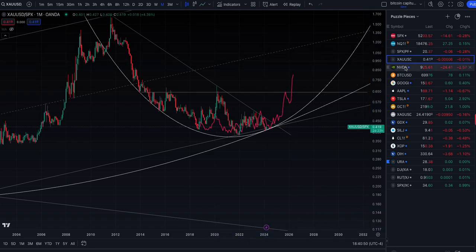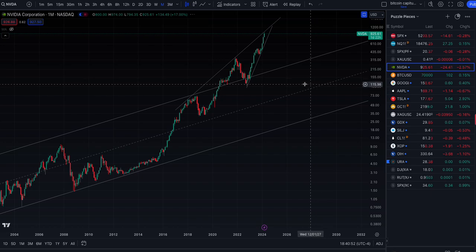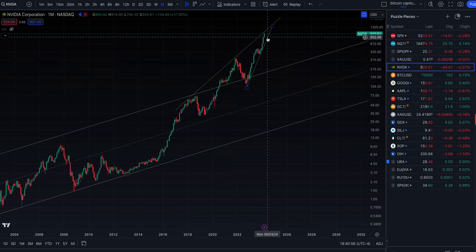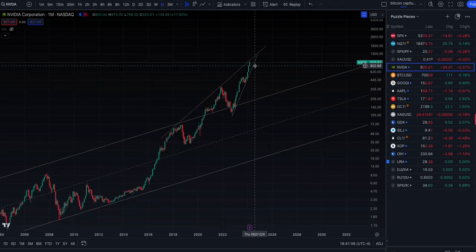Okay, so now let's look at NVIDIA. That looks like a wedge. I feel like we're nearing the end of NVIDIA. I feel like we have to be. But obviously anything can happen. We can keep going up, but it looks like it could maybe do some sort of correction in the near future.